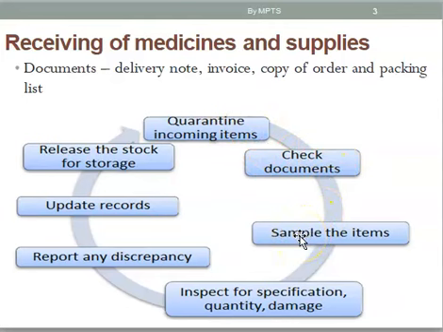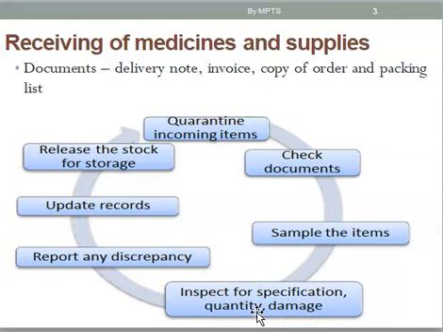Sometimes you can sample the items to see their quality. Now you need to inspect the quantity. If there are liquids, are they leaking? You need to inspect a lot. Are the capsules proper? Are tablets broken or chipped? All this. Now of course you need to report any discrepancy from inspection.